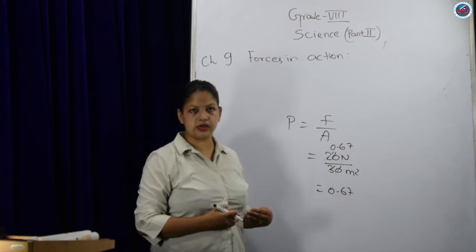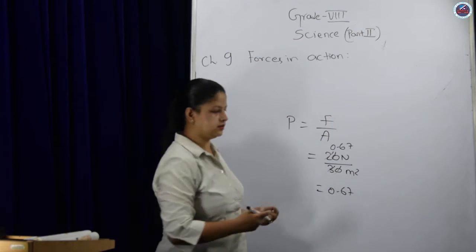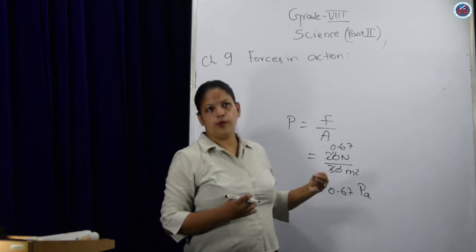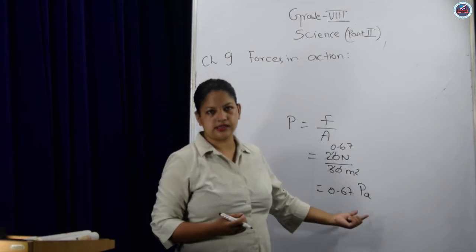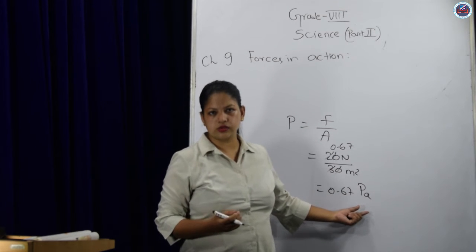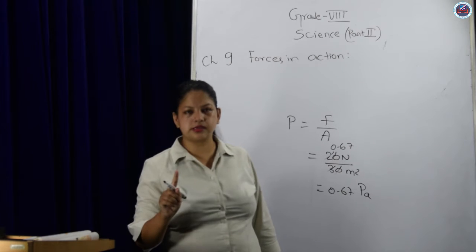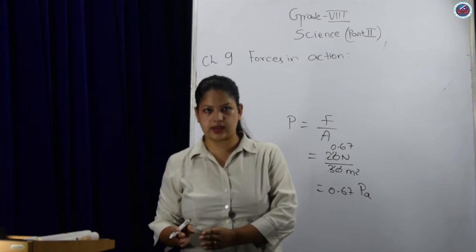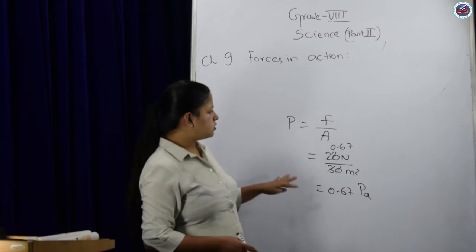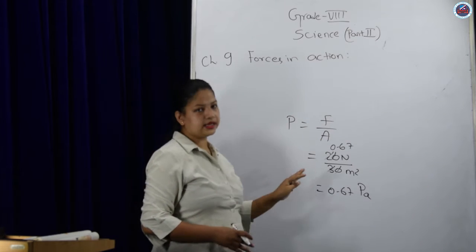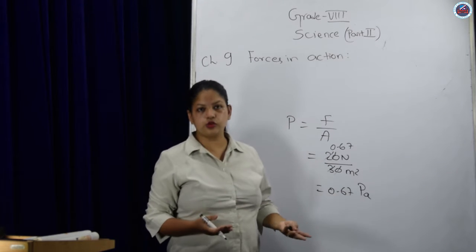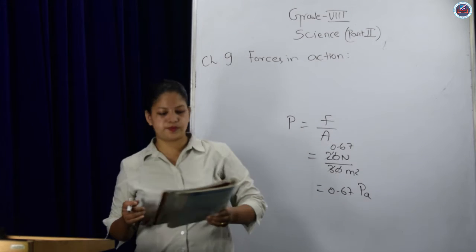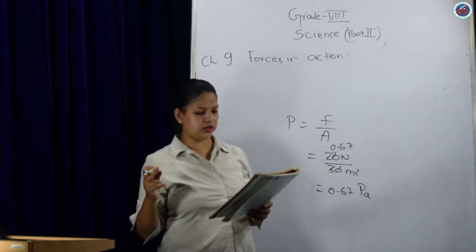And I told you the SI unit of pressure is Pascal, Pa. Whenever we talk about 1 Pascal, it means 1 Newton force is applied on 1 meter square area. Now sometimes the question will be a bit different. Certain other values will be asked using the same formula. For example, you can check page number 129, question number 3.